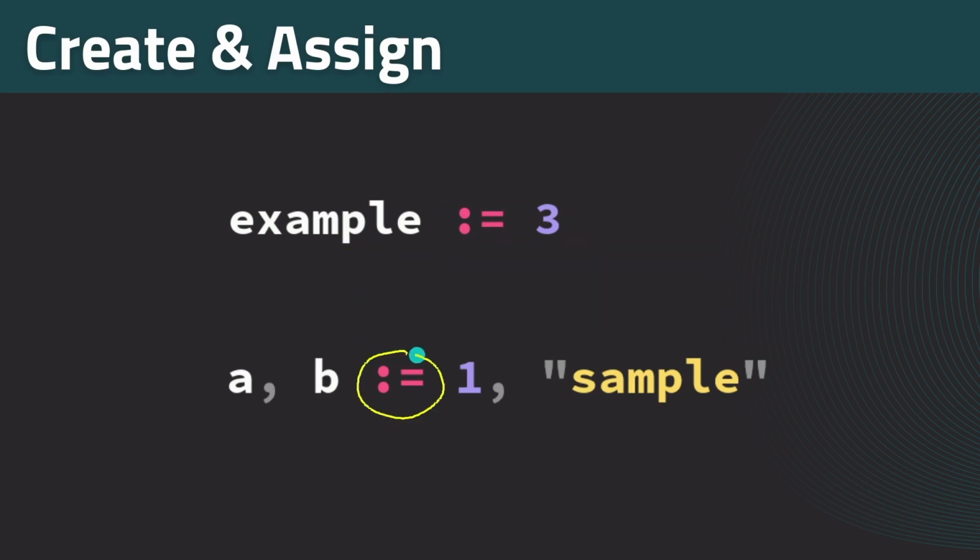We can use the create and assign operator with multiple variables as well. So we have A and B. A will be 1, and B will be the string sample.